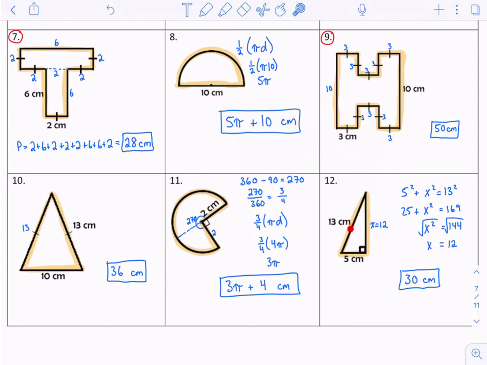Then looking at number 12, we had a missing side, but we had a right triangle. But we had 2 of the 3 sides, so we easily used the Pythagorean theorem. We got the third side was 12, and then we were easily able to find the perimeter. That's one of those nice Pythagorean triples, 5, 12, 13.